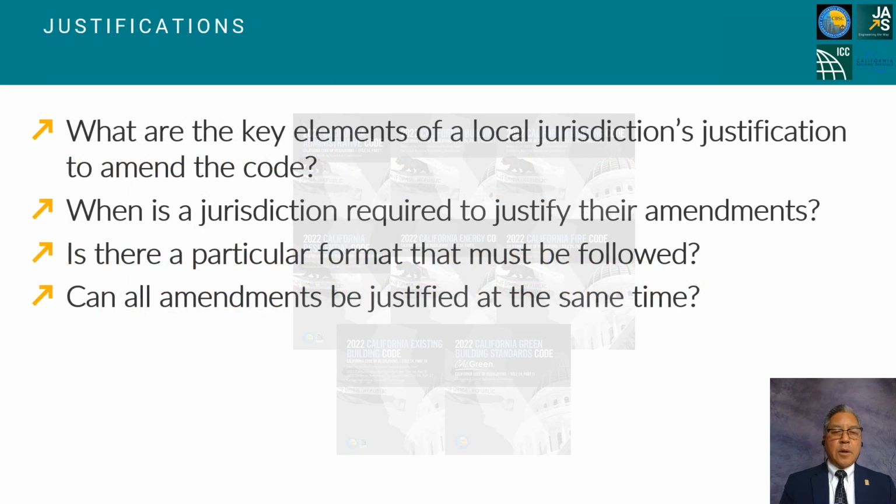So, how are local code amendments justified? What needs to be done to ensure that local amendments to Title 24 are acceptable? What are the key elements of a local jurisdiction's justification to amend the code? When is a jurisdiction required to justify their amendments? Is there a particular format that must be followed? Can all amendments be justified at the same time?